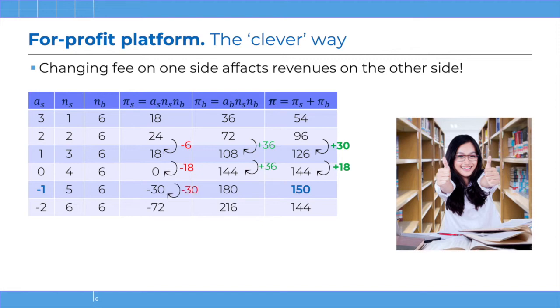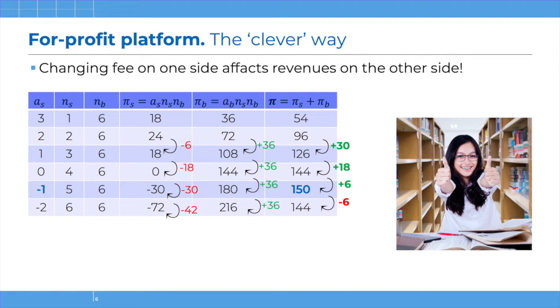Let's do it one more round. Well, you see that if you start subsidizing sellers by having a negative price, you further decrease the profit on the seller side, but you still increase the profit on the buyer side in a higher proportion, meaning that you increase total profit. Okay, and let's just check that it's not possible to do better than that. At some point, if you further decrease the seller fee, you would decrease profit on the seller side more than you increase it on the buyer side, meaning that you would reduce your total profit.